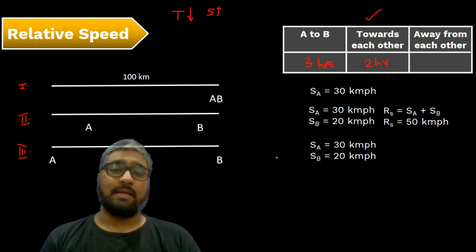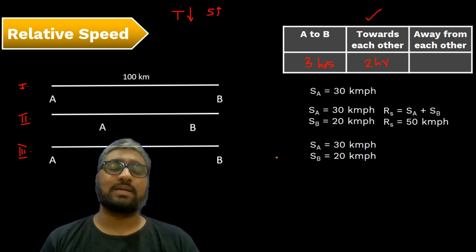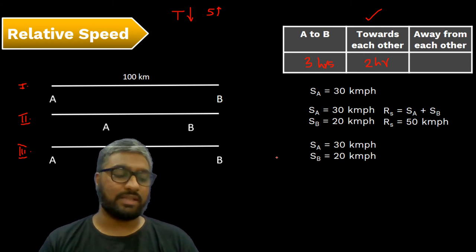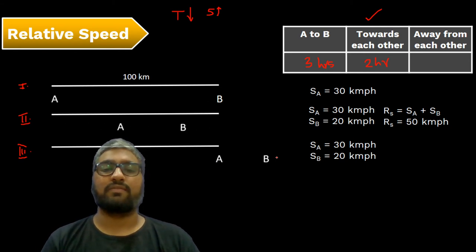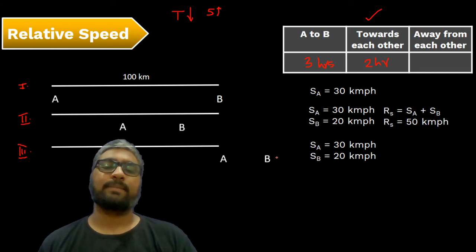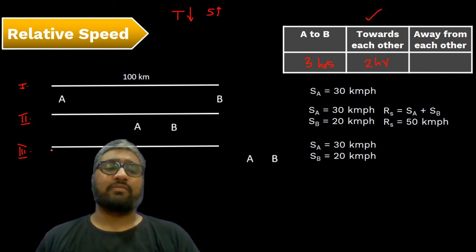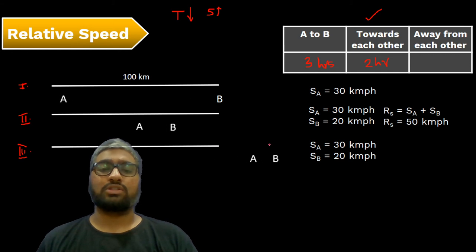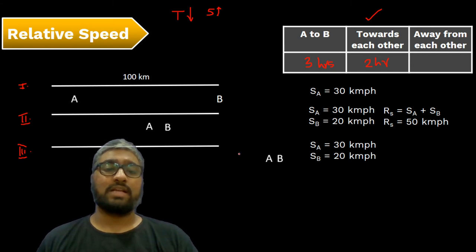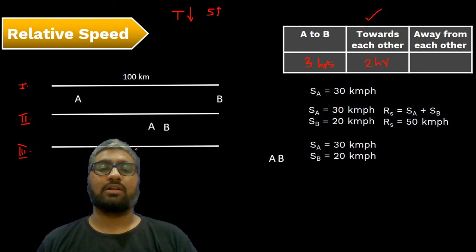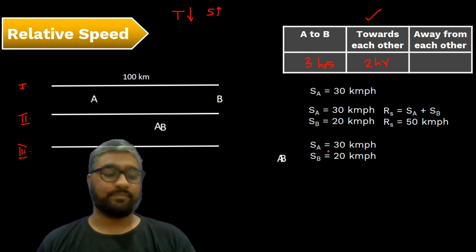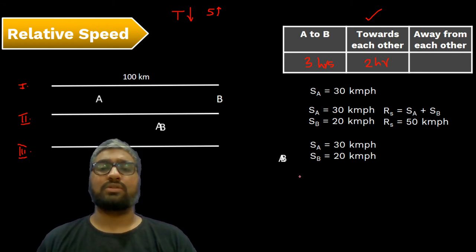But this time they're not moving towards each other. They're not making things easy for themselves. Instead, they're making things difficult for themselves. So what are they doing? When A starts moving from here, B also starts moving from here. So they do not meet anywhere in this 100 kilometer area. They meet after this. So in this case, you tell me, would it take more time than this or less time than this?